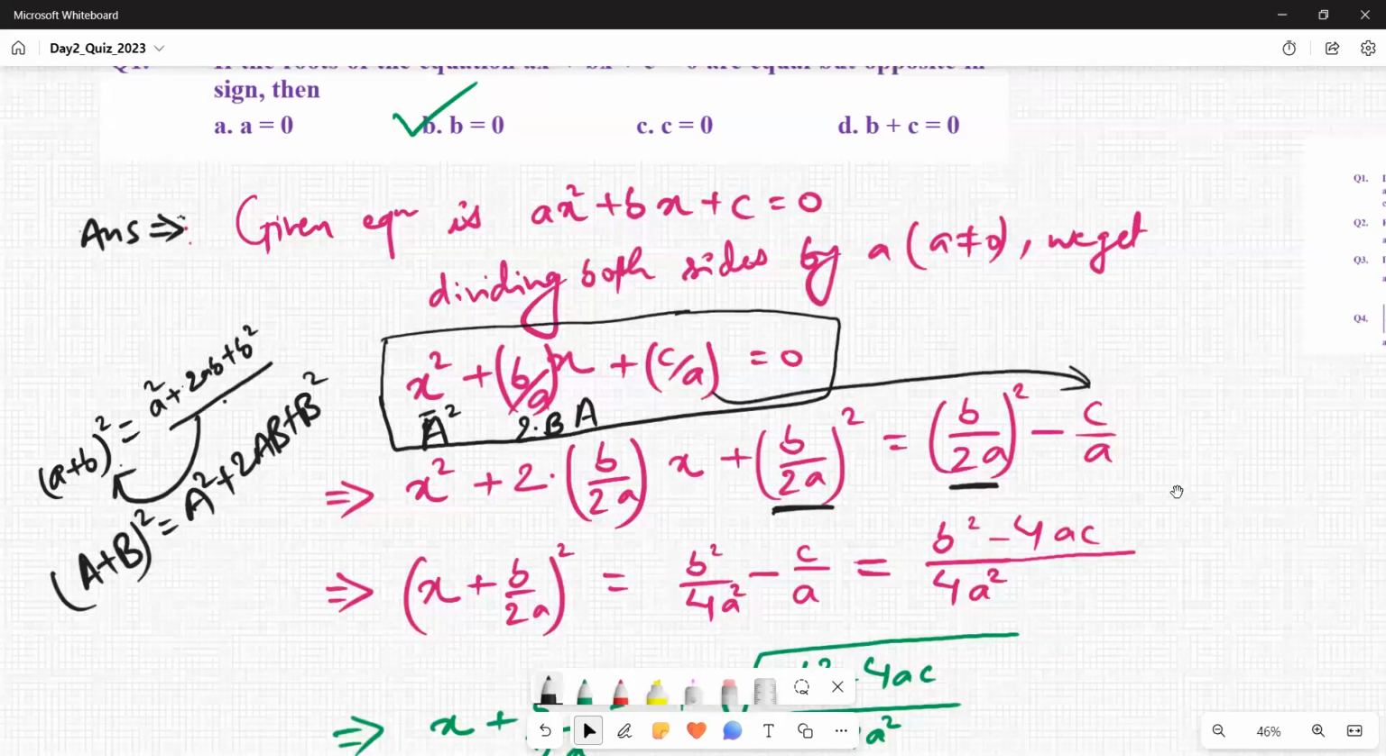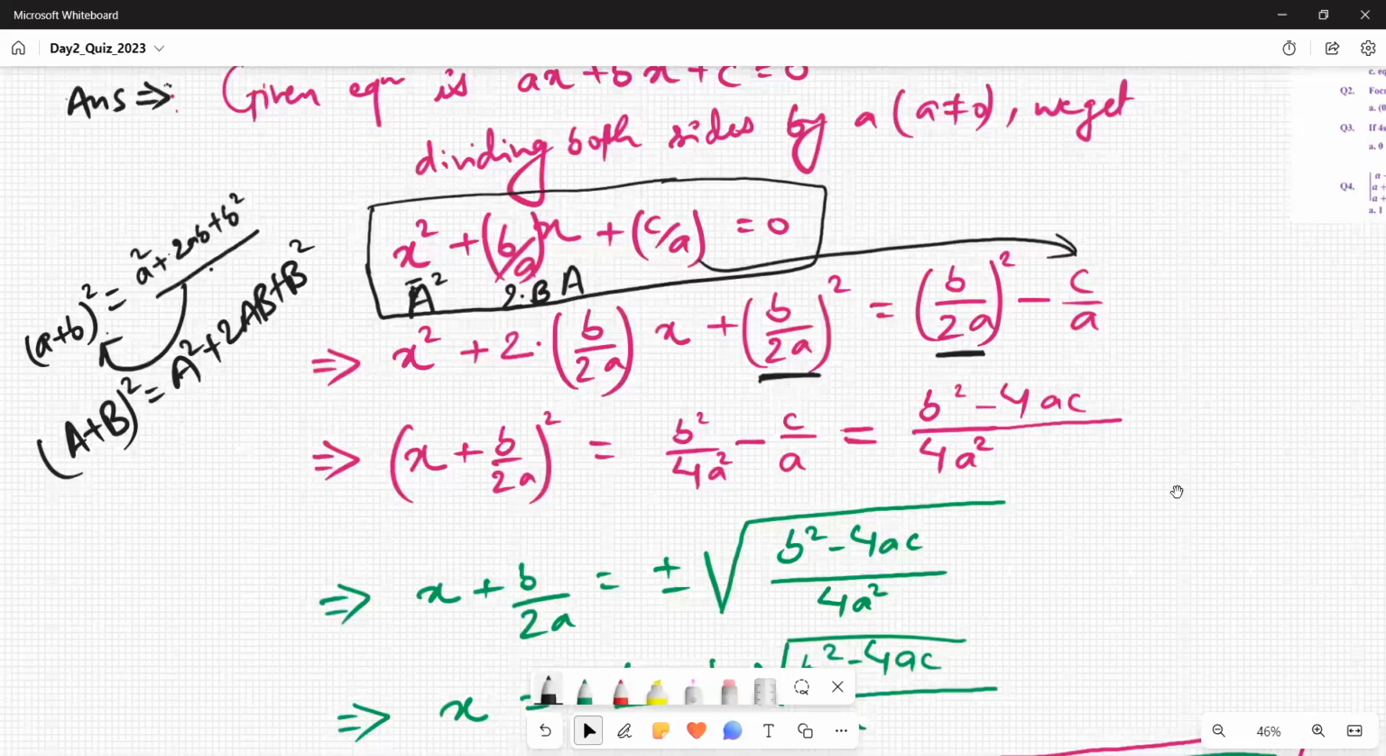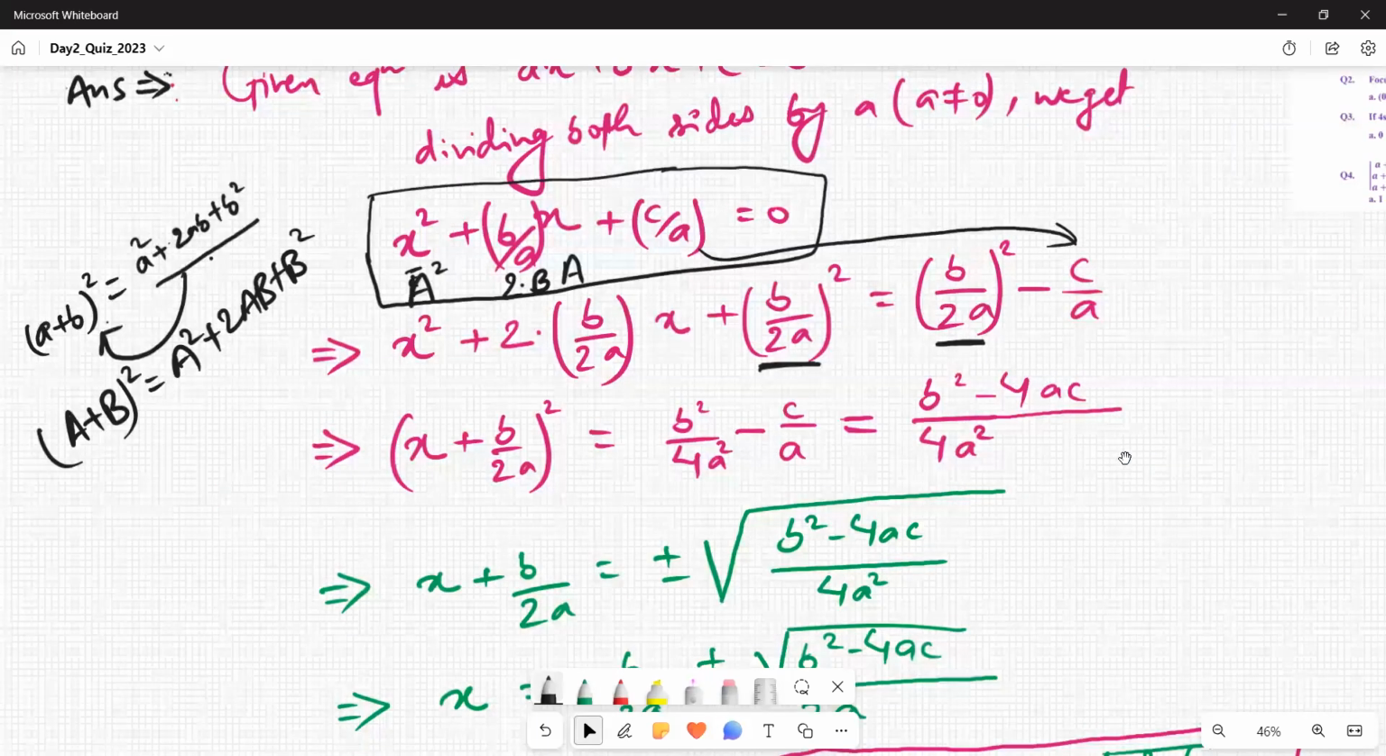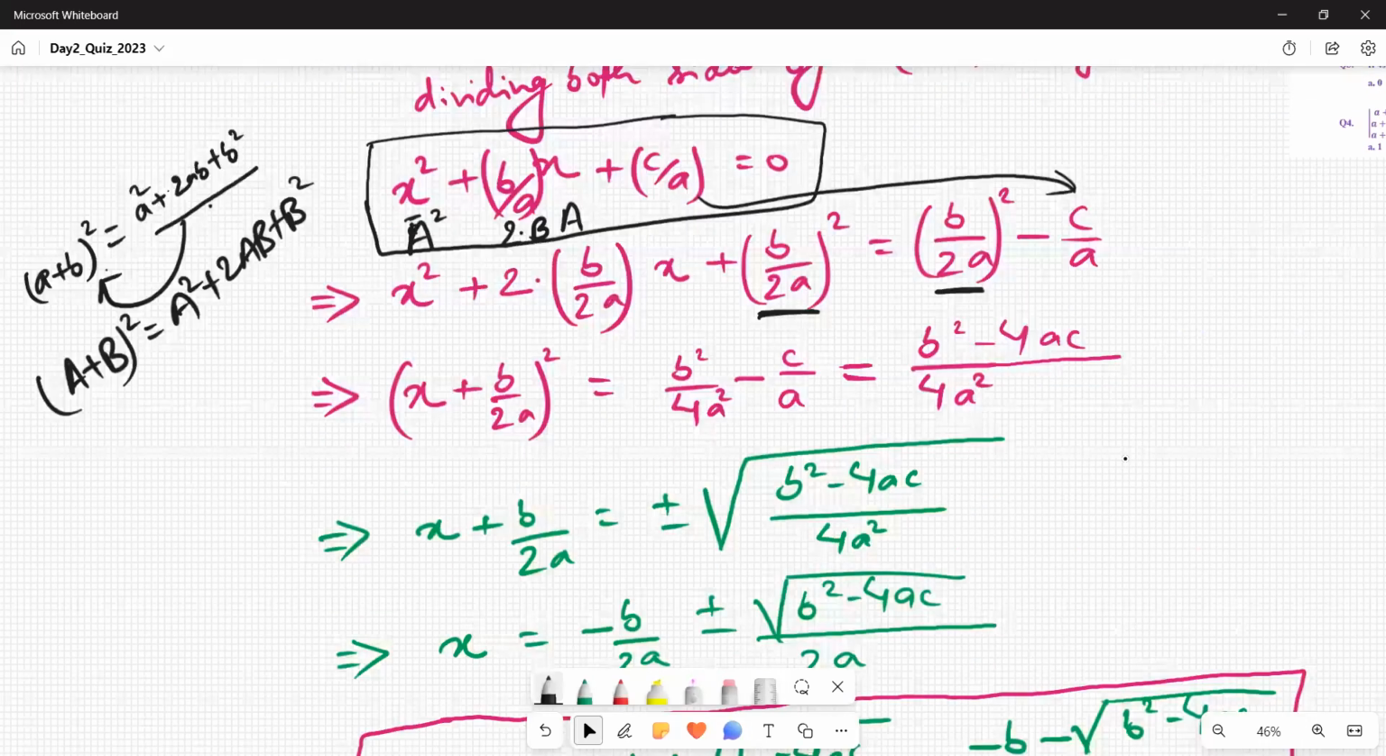Just to recall, because many of you might have forgotten it, I'll clear it so that you can understand the very basic concept, and then we can move ahead with the concept required for this question, right? So now we can see that we have a square plus 2ab plus b square, right? So we can write this as (a plus b) square, right?